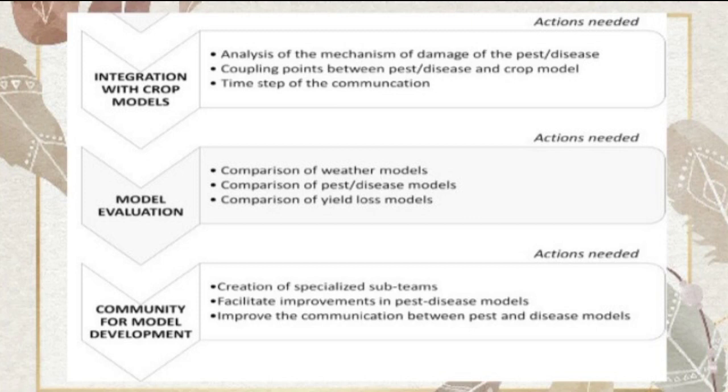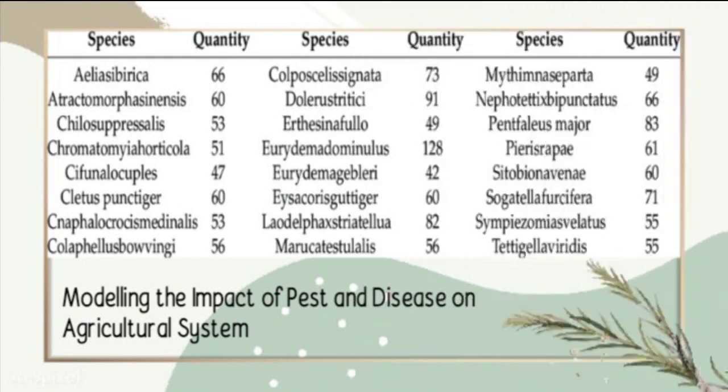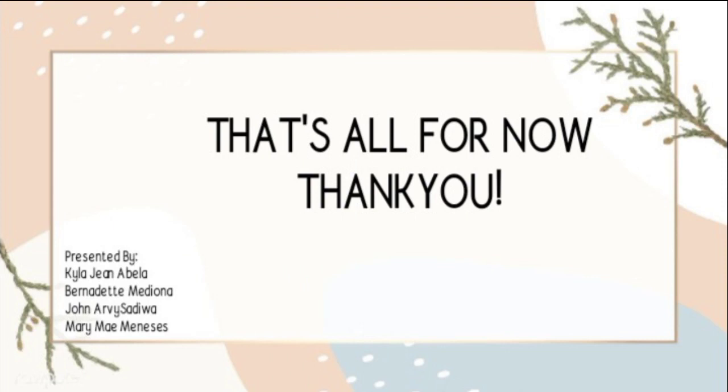And for the model evaluation, it includes comparison of weather models, comparison of pest or disease models, and comparison of yield loss models. And the last, for community for model development: creation of specialized sub-teams to facilitate improvements in pest and disease models. And the last is to improve the communication between pest and disease models. So for the last slide, here is the modeling of the impact of pest and disease on agricultural systems. So that's all for now and thank you.